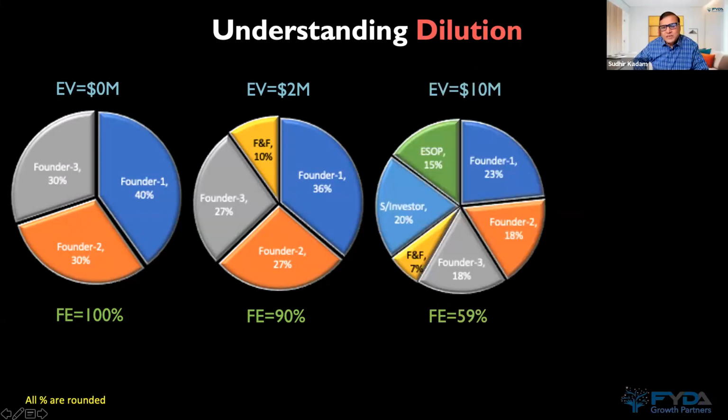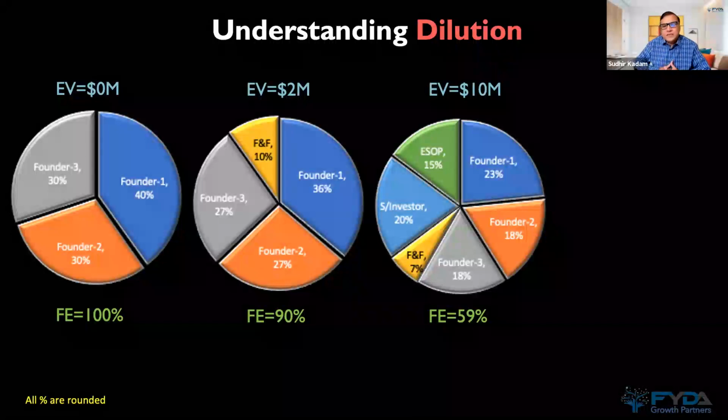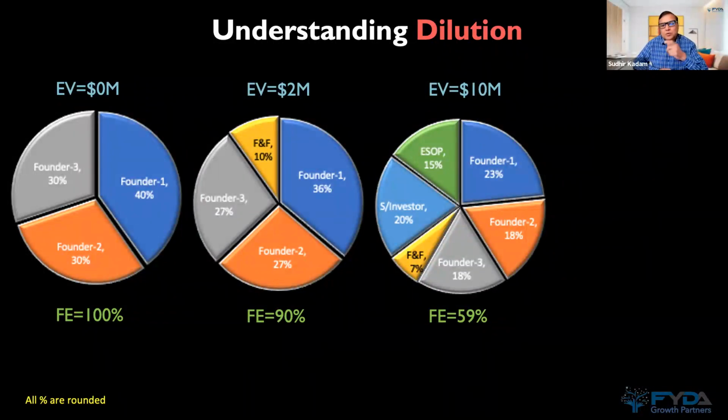Now you go to your next round, which is a seed investor. A seed investor comes in and you decide to give him 20% of the equity, for which he's investing about 2 million. Your enterprise value after the funding is 10 million. So you have given him 20% for 2 million.